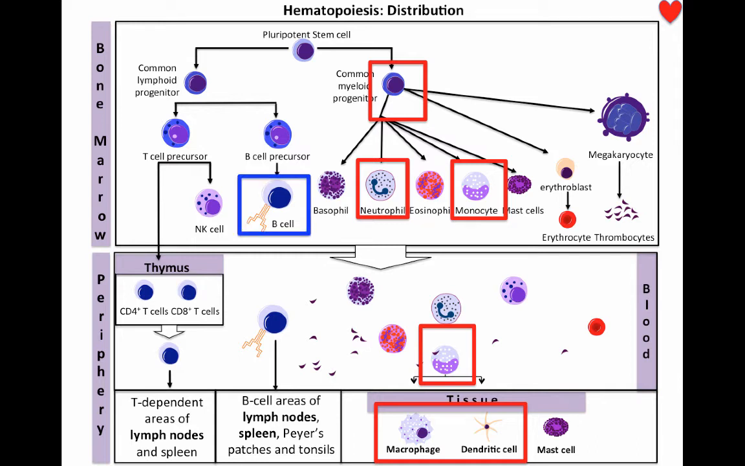B cells, macrophages, and dendritic cells are all classified as antigen-presenting cells. Antigen-presenting cells engulf microbes and process the antigens. After this, they will present those antigens via MHC class 1 and/or MHC class 2, depending on the cell. This will lead to the activation of T cells.